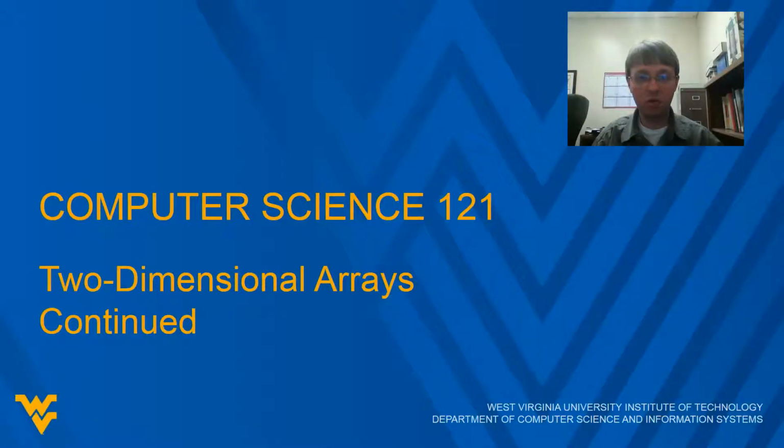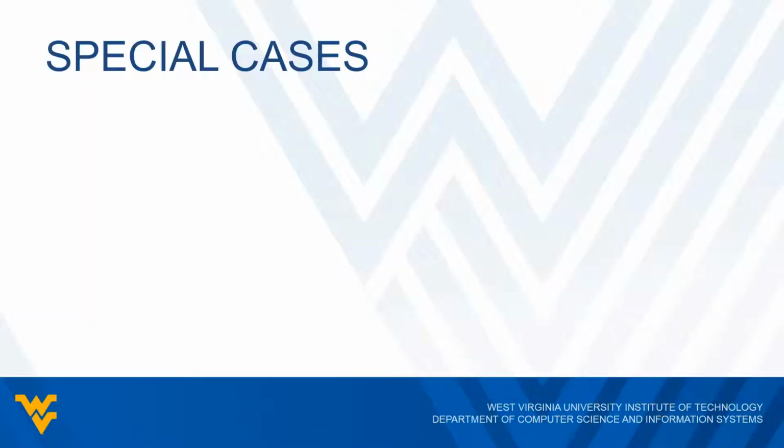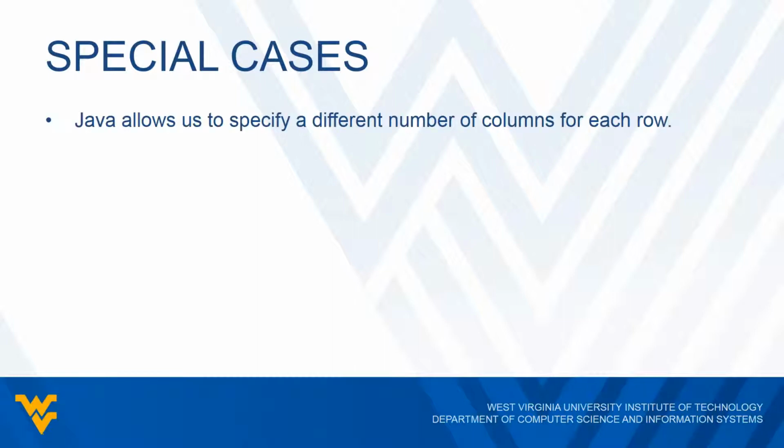In this lecture, we will continue our discussion on two-dimensional arrays. We'll start by taking a look at some special cases. So the first thing is that Java lets us specify a different number of columns for every single row.